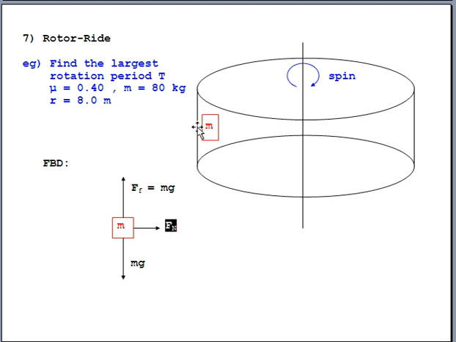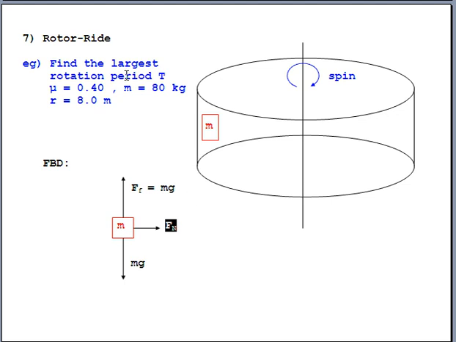And so the Fn comes out of the wall, going sideways, and the friction runs along the wall, and that's going to go up into the air. And as I stare at this picture, what I notice is that the normal force is all by its lonesome, it's all by itself, it's in towards the center, which is good, and it's going to make them accelerate.